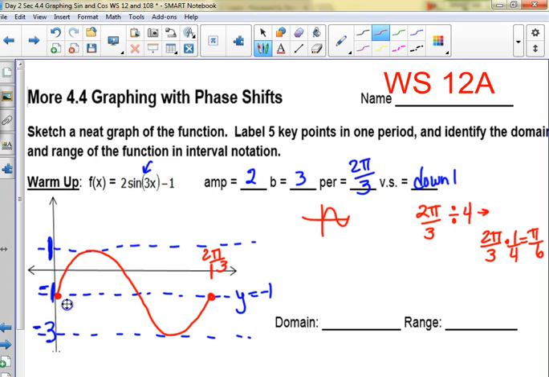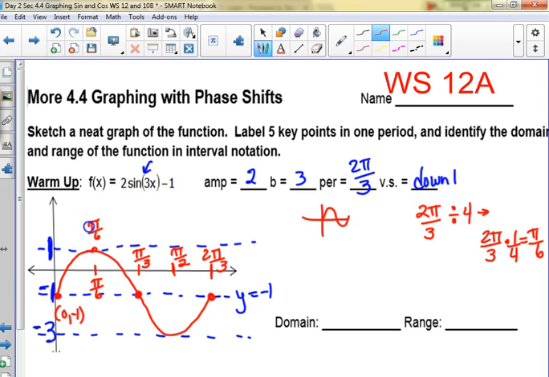So, because we don't have a phase shift, the first maximum here occurs at pi over 6. It crosses the midline at 2 pi over 6. What's 2 over 6? 1/3. Then it has a minimum at 3 pi over 6. What's 3 over 6? And then it finishes at 4 pi over 6, which is 2/3. We good? Okay, so this ordered pair was 0, negative 1.